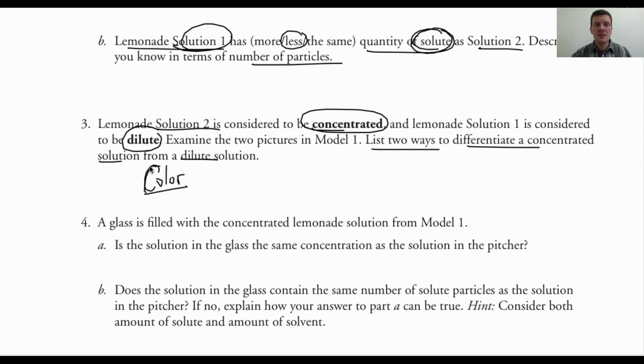Okay, if you just look at color, that means that the darker one is going to let less light through because it is more concentrated. It has more particles in there that are blocking the light from passing through. So you could look at color if you want to.